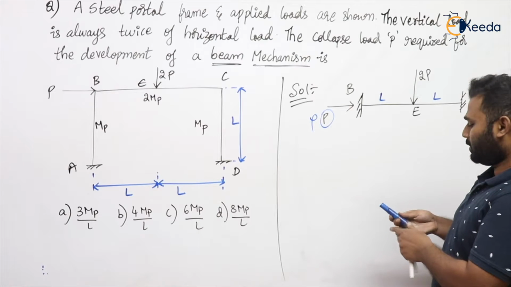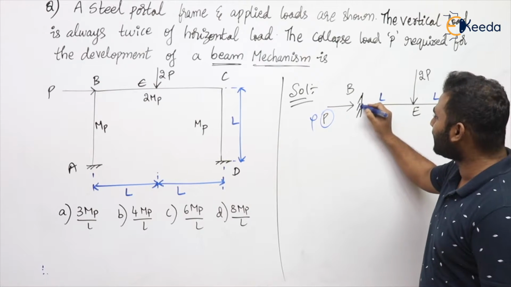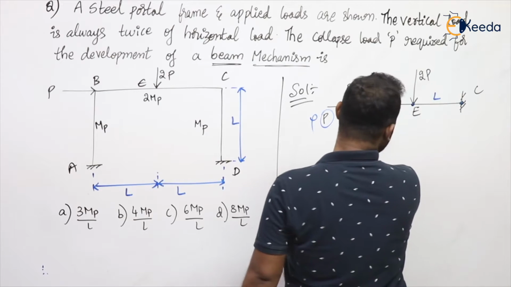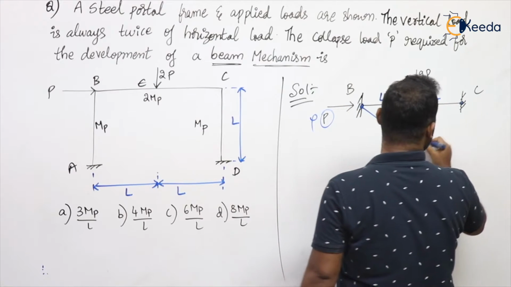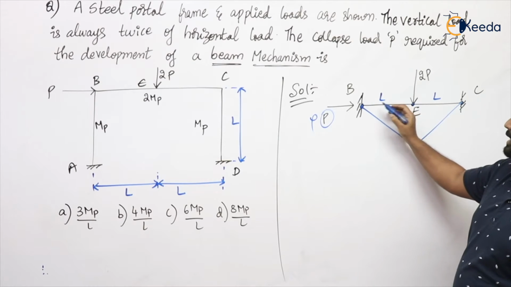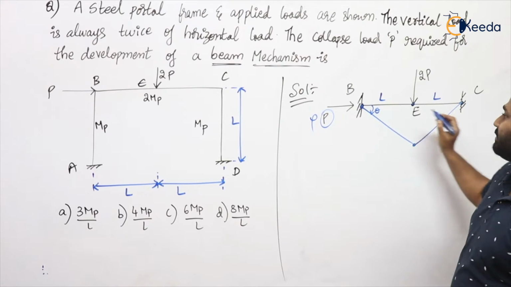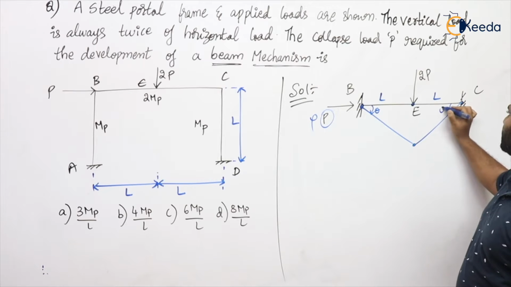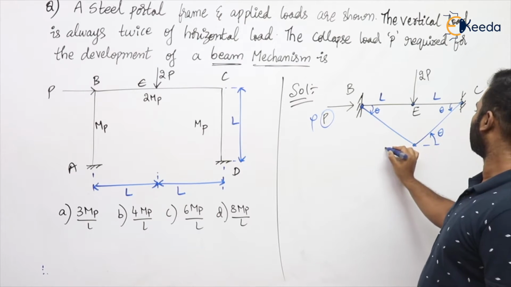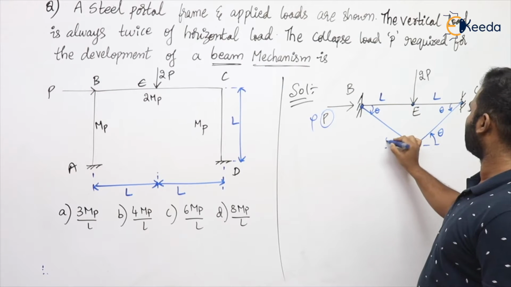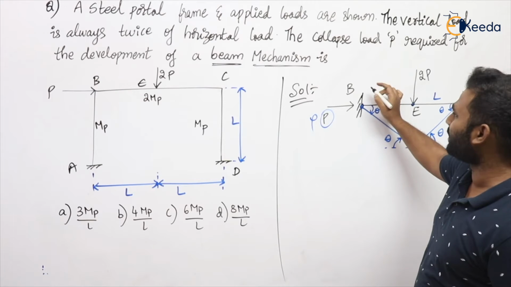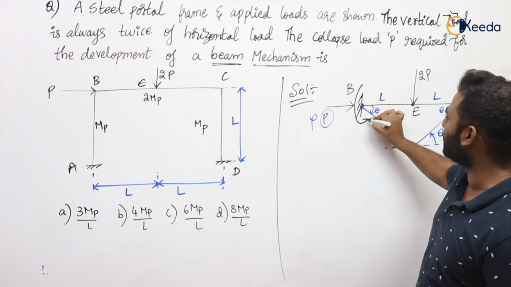As we know, for the formation of the mechanism, hinges are required at B, C and at E. Now the mechanism diagram will be like this. As the hinge in the span is forming exactly at the center, the angles at the hinge will be the same. If this is theta, then this will also be theta. Wherever hinges are forming, plastic moment will also develop.